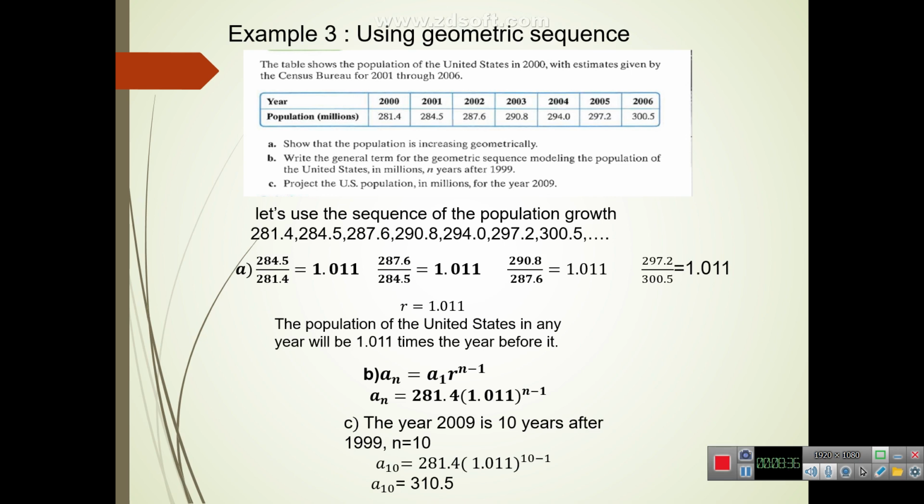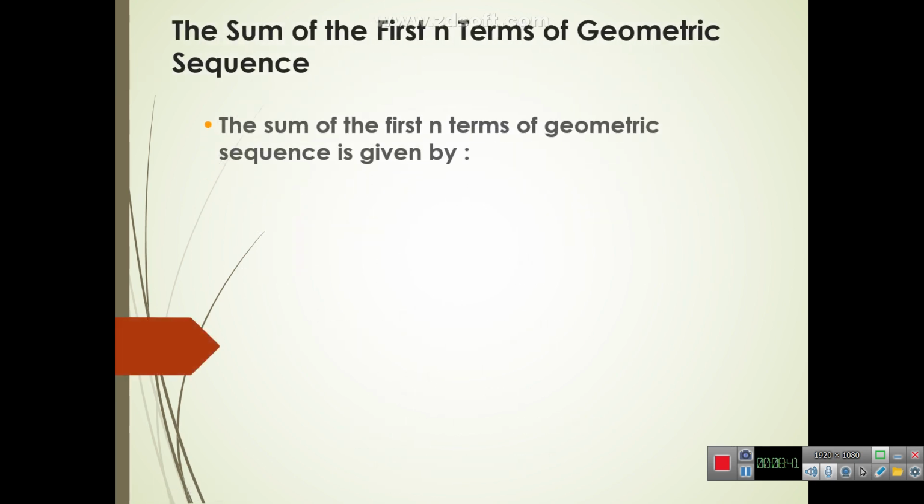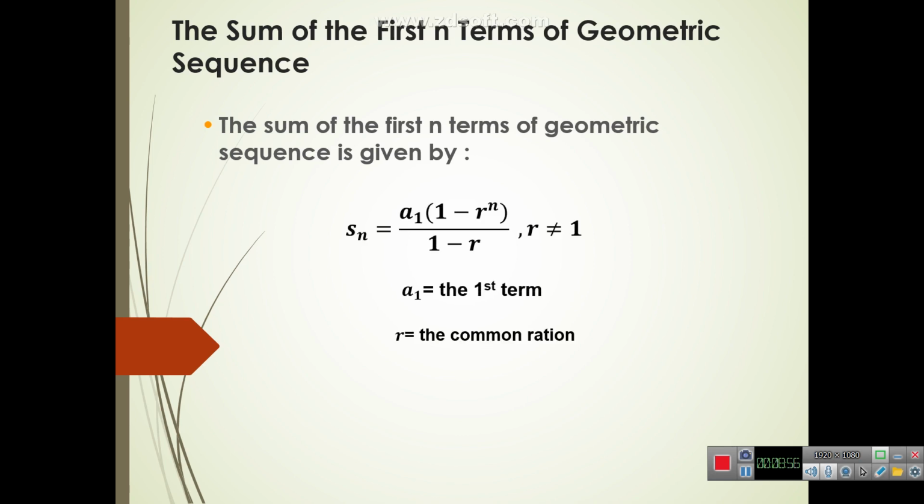Now the next thing that we need to see is the sum of the first n terms of a geometric sequence. To find the sum of the first n terms of a geometric sequence, or the partial sum, you are going to use the formula S sub n is equal to a sub 1 times 1 minus r to the power of n over 1 minus r, where r cannot be 1, where a sub 1 is the first term and r is the common ratio. Now, using this formula, let's practice example 4.